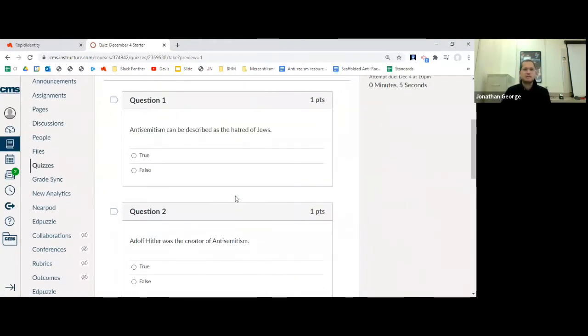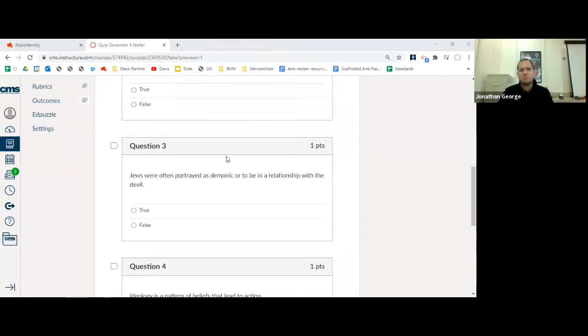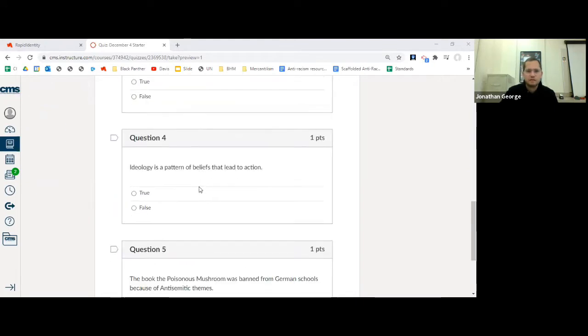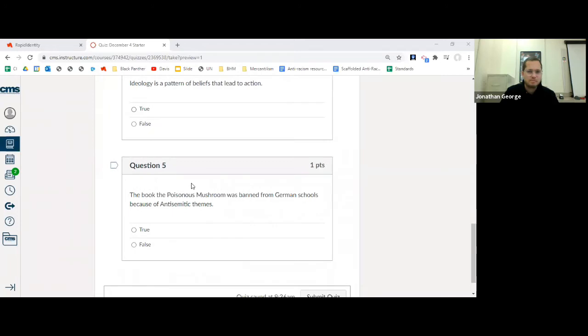All right, 1, anti-Semitism can be described as hatred of Jews, true or false. 2, Adolf Hitler was the creator of anti-Semitism, true or false. 3, Jews were often portrayed as demonic or to be in relationship with the devil, true or false. These are all directly from the video. 4, ideology is a pattern of beliefs that lead to action, true or false. And then 5, the book The Poisonous Mushroom was banned from German schools because of anti-Semitic themes, true or false.